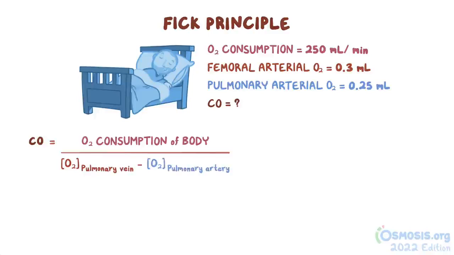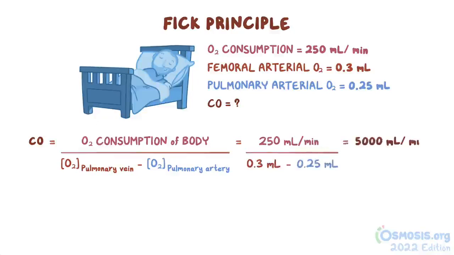So, plugging in numbers, we get cardiac output equals 250 milliliters per minute divided by 0.3 milliliters minus 0.25 milliliters equals 5,000 milliliters per minute, which equals 5 liters per minute.